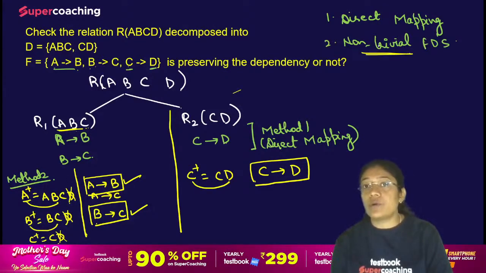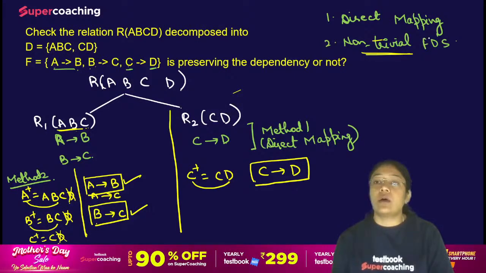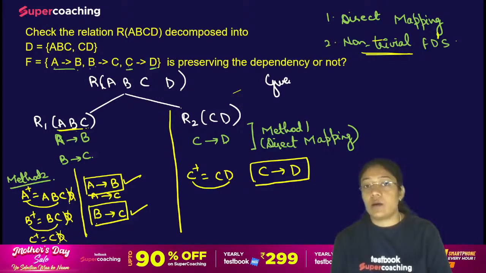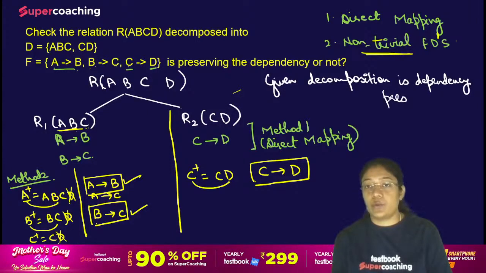By finding the non-trivial functional dependencies, you can check for the functional dependency. Since here all the functional dependencies are preserved by the sub-relations, we can say that the given decomposition is dependency preserving. Make sense?